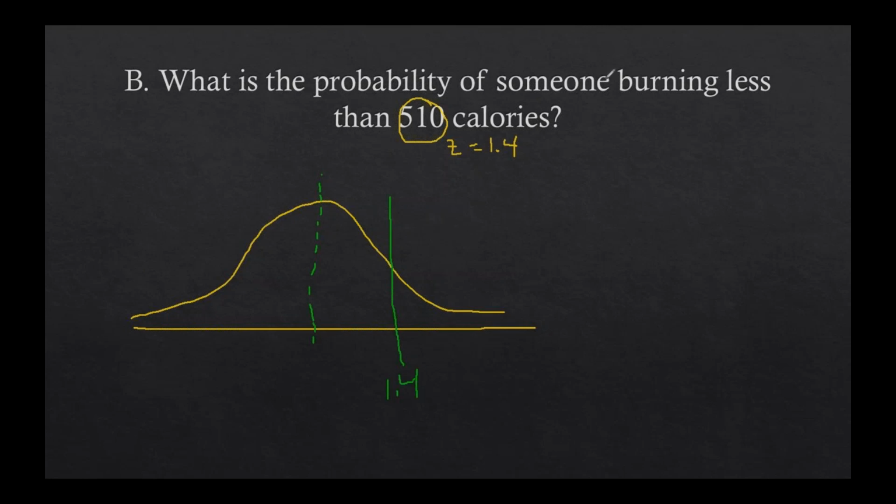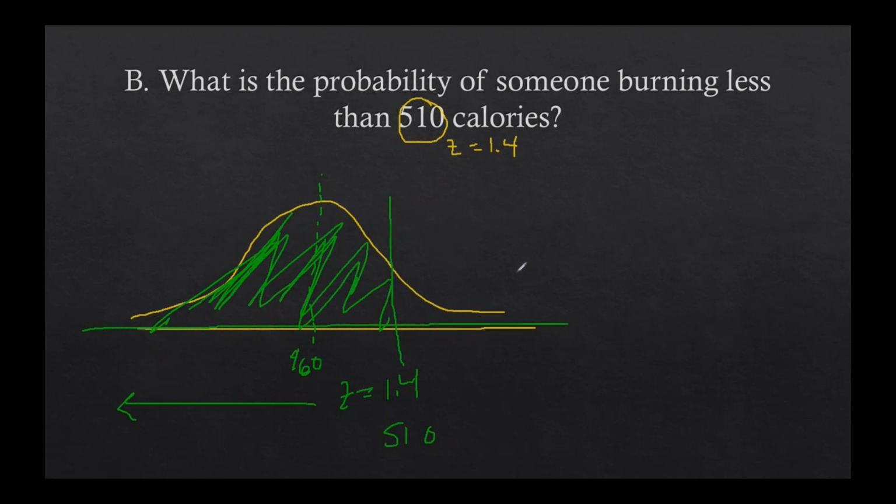Now, if you're going to burn less than 510 calories, which side of this green vertical line do I want to be on, the left or the right? The left. Perfect. Because remember, this z-score of 1.4 represents 510 calories. This is kind of like a number line, right? This horizontal line is a number line. So the numbers are going to get smaller as we go here. Remember that the mean is 460. Okay, so we want less because that's what the question is asking. We want area to the left. How do I find the value of that area to the left?